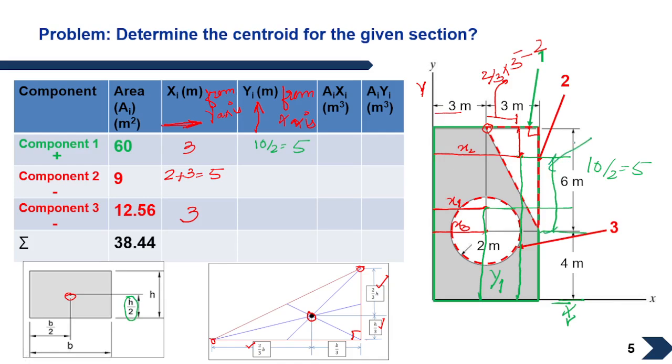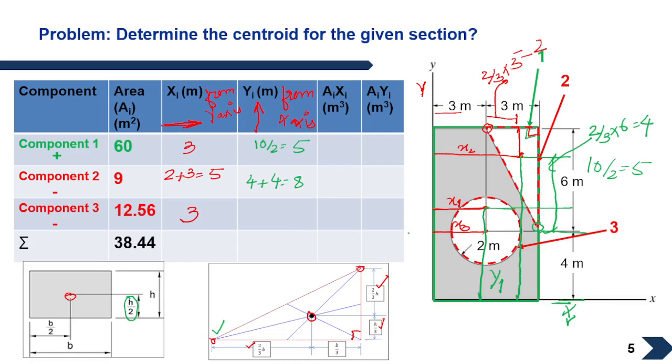Since this is a right angle corner, if I am measuring from this corner, this will be 2 by 3, if you see this figure. So 2 by 3 of 6 will be 4. Then we have 4 plus 4 equals 8 meters.